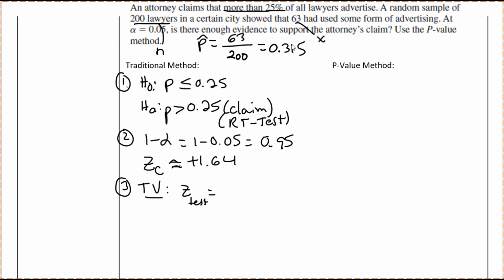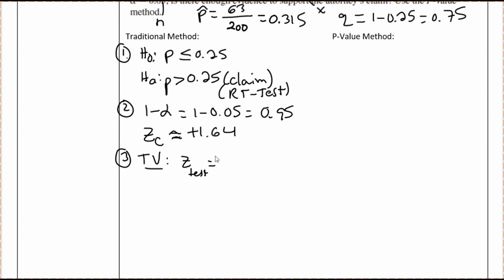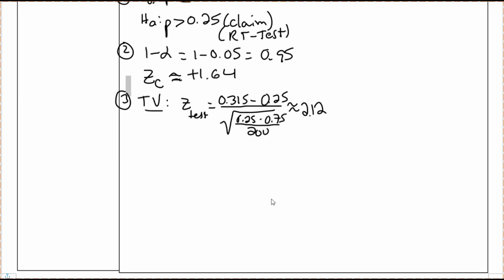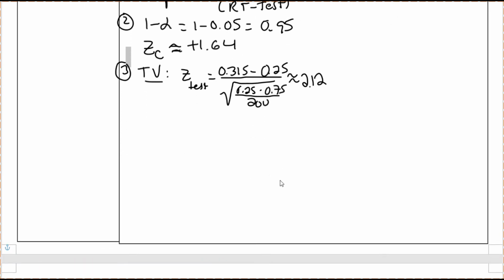All right, so now we got our p hat. We need to find our q, which is 1 minus p, so that's going to be 0.75. Now I'm just going to plug the numbers into the z-test and get the actual value. All right, I went ahead and plugged in the numbers and I got 2.12 for the test value.